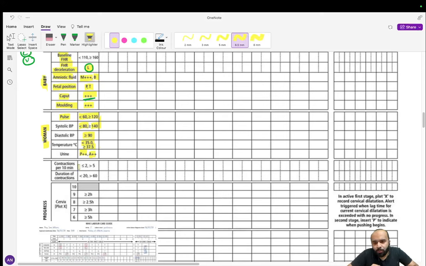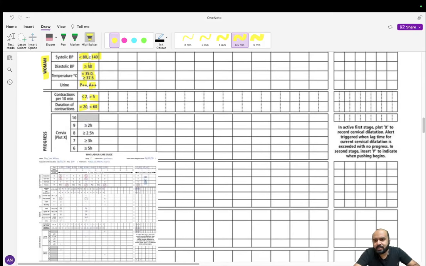Next, the total number of contractions less than 2 or more than 5. It is not just less than 2, it is 2 or less than 2. You can see the sign over there is indicative of hypotonia, whereas more than 5, that is 6 or more, is going to be indicative of tachysystole or hyperstimulation. Similarly, the duration should not be less than 20 and should not be more than 60 seconds, that is more than a minute or less than 20 seconds.